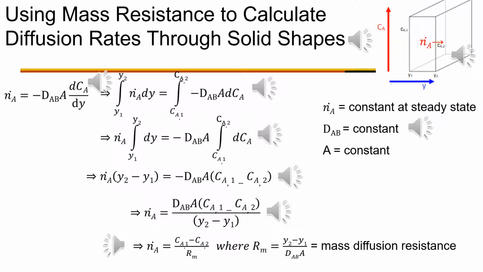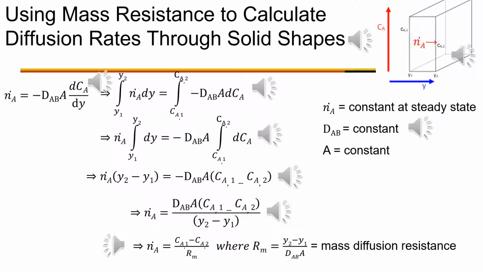From RM, the mass diffusion resistance, you can see that if the solid is thicker, and y2 minus y1 is larger, the resistance to mass transfer will be higher. However, if the diffusivity, or the mass transfer area, is higher or larger, the mass diffusion resistance will be lower. This makes sense, does it not?